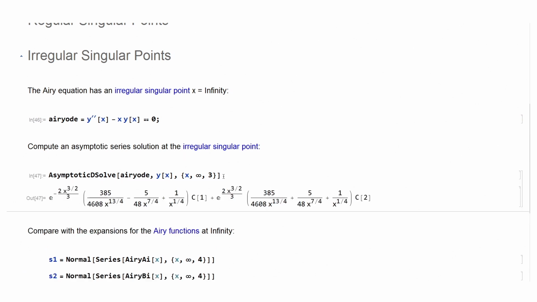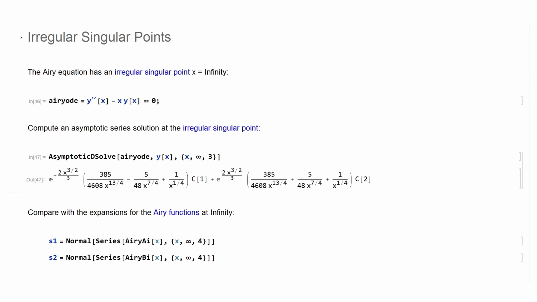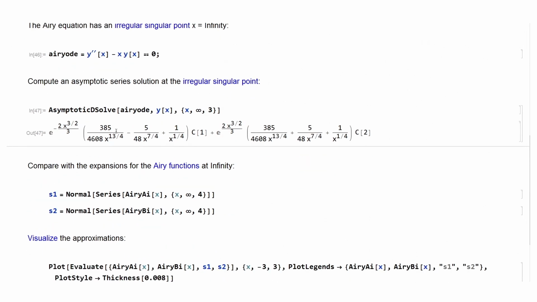Okay, so here's the answer for the expansion. There are 2 parts. Each part is an exponential and a kind of Poincaré series. And the exponential is a factor which will reduce the singularity down to a regular case. That's how you think of that exponential factor.